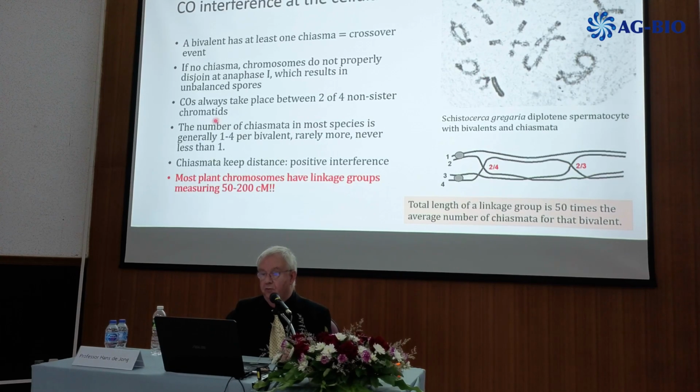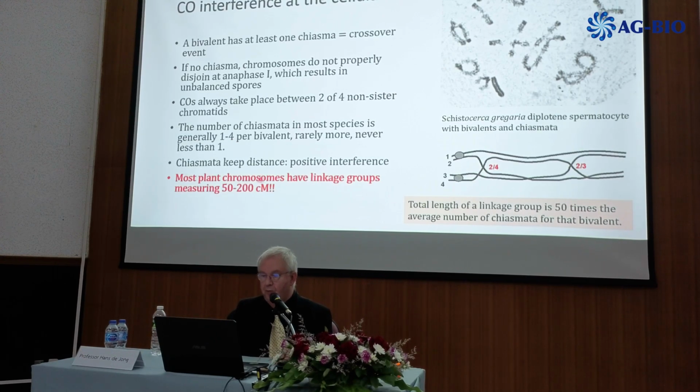So if you think about the crossovers, they always take place between 2 of the 4 non-sister chromatids, as I will mention to you. The number of chiasmata in most species is generally 1 to 4. I'm not talking about some mammals, butterflies and some other examples, and birds. Birds are very famous. Birds have large chromosomes, and the largest chromosome can sometimes have 12 or 20 chiasmata. Not in higher plants and definitely not in crop plants. They have what I write here: in general 1 to 4 crossover events or chiasmata per bivalent.